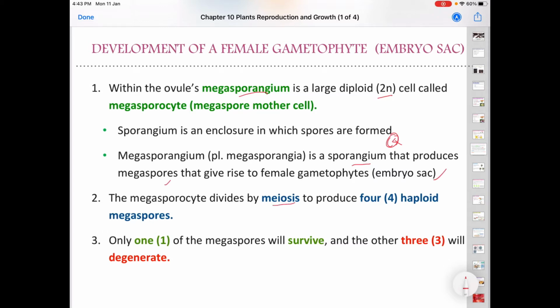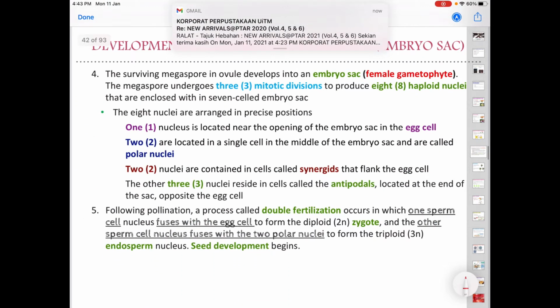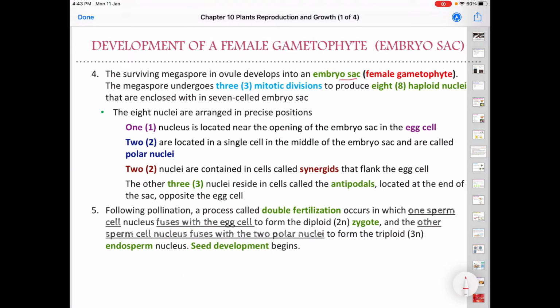This megasporocyte will divide by meiosis and produce 4 haploid megaspores. Only one of the megaspores will survive and the other three will degenerate or diminish. The surviving megaspore in the ovule develops into the embryo sac. The embryo sac is the female gametophyte. The megaspore will undergo 3 times of mitosis to produce 8 haploid nuclei, which are enclosed within a 7-cell embryo sac. Later we will see the image of the embryo sac.